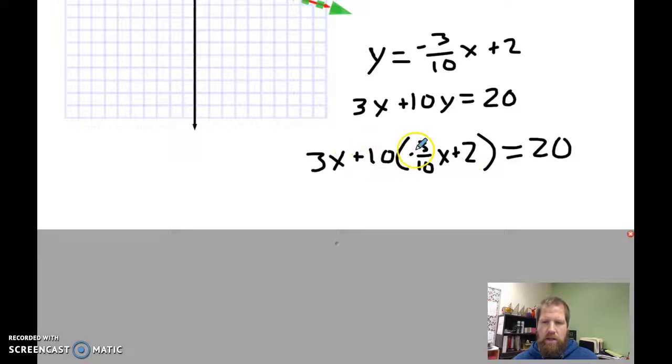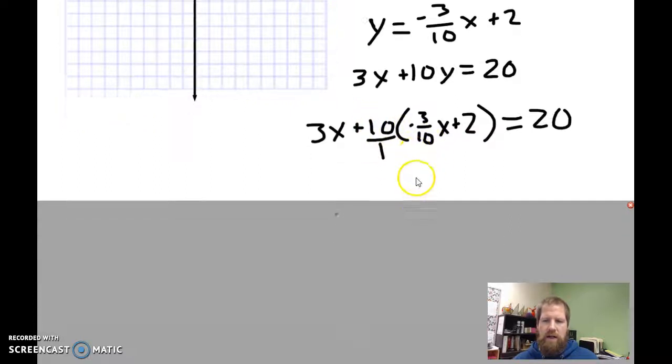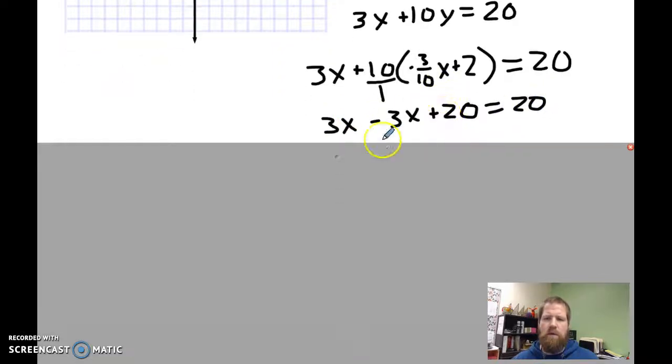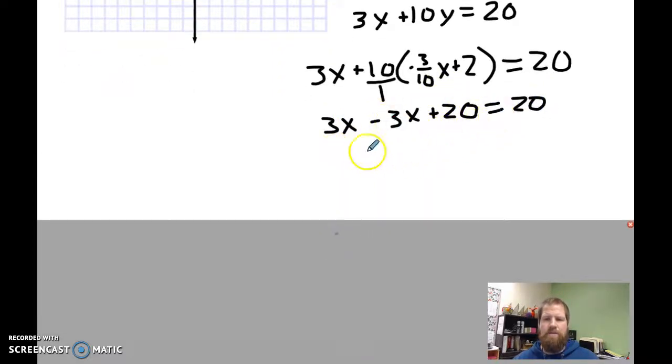The 10, well, that's a fraction, and the denominator is the same as the numerator, so I can factor these out. That would be 3x, oh, that'll be a minus 3x, and then 10 times 2 plus 20 equals 20. At about this point, I'm getting like, oh, this is going to be a weird one. 3x minus 3x, those will cancel, and then I'm left with 20 equals 20.